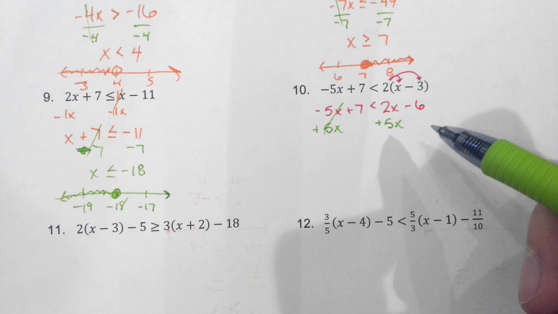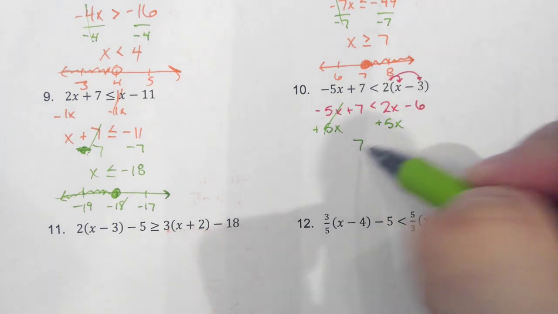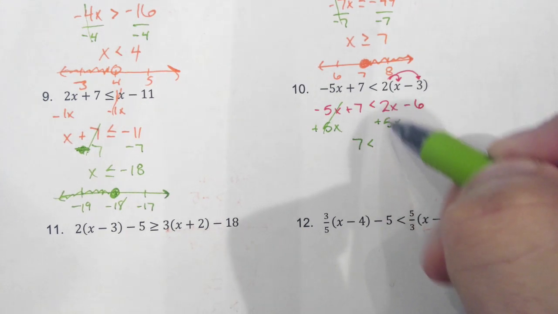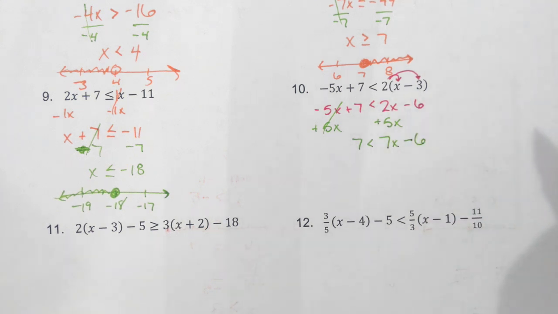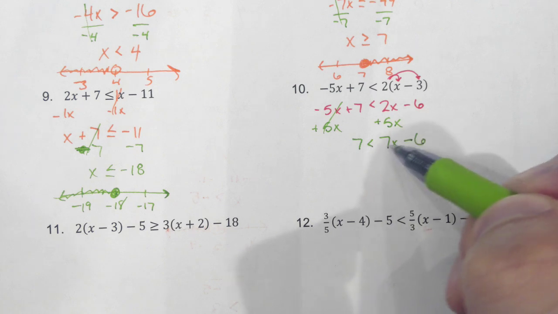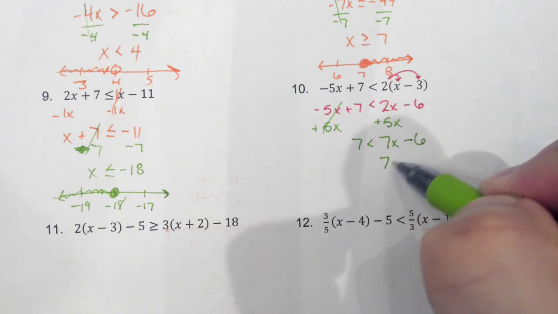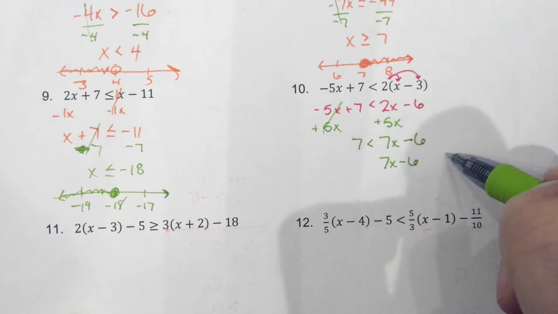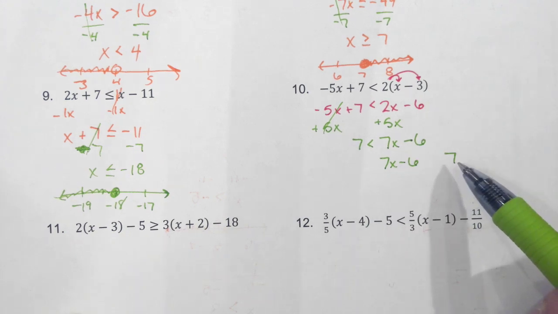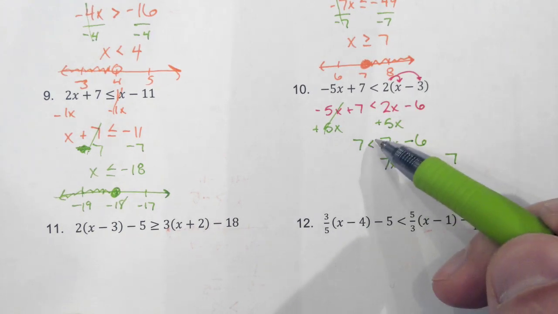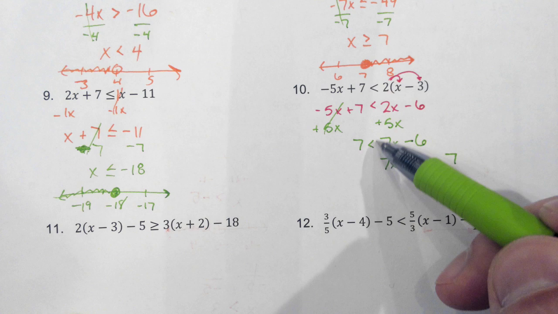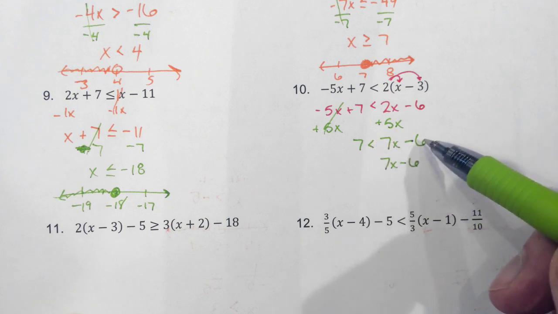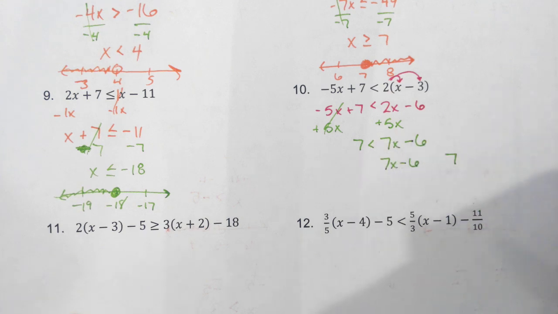Those on the left would cancel, leaving me with the 7 is less than 2x plus 5x is 7x minus 6. Okay, I like my variable to be on the left side, so I'm going to rewrite it as 7x minus 6 over here, the 7 on the right side. Now, here's what you have to think about when doing that. Notice the pointy side of the inequality is facing the 7. The open side of the inequality is facing the 7x minus 6. It has to stay in that relation.